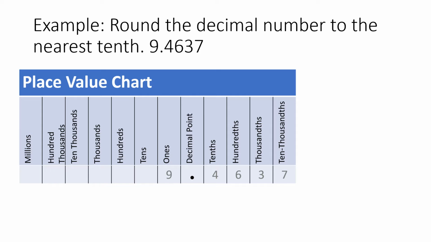So in this example, we're going to round the decimal 9.4637 to the nearest tenth. So I've already placed those numbers in my chart, and that's going to help me with my rounding. And so first thing I need to do is to identify what number is in the tenths place, and that's going to be my 4, and I've highlighted it here. And then the next step is to actually locate the number to the right of that highlighted number, which would be the hundredths place, which is 6, and I have put an arrow underneath it.